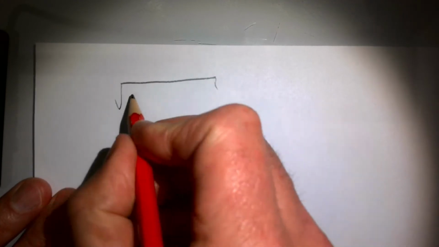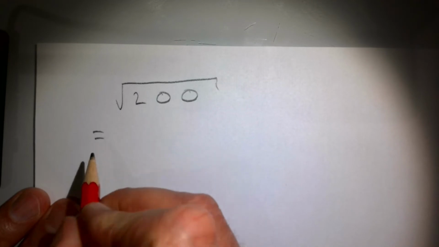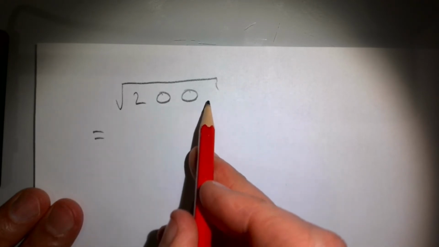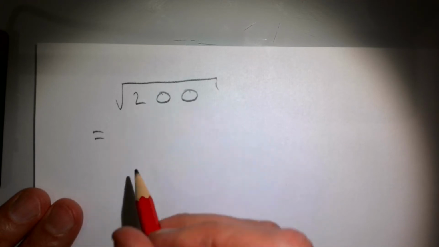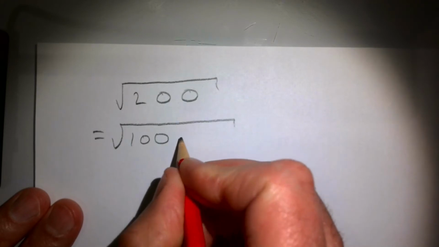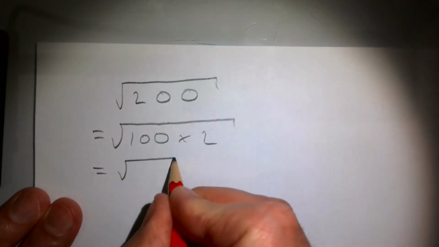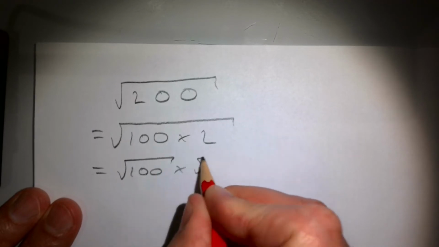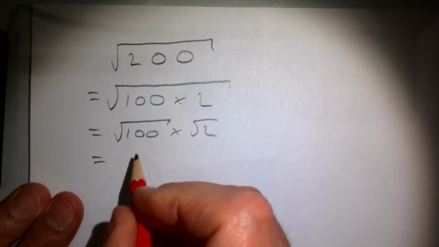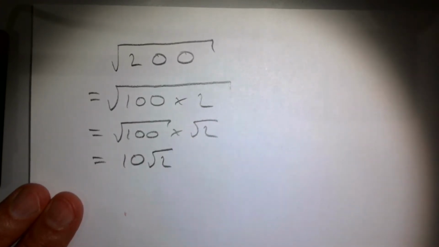The square root of 200. So what was I saying earlier? We're looking for the biggest factor that is a square number. That's going to be 100. Hopefully most people can see that. So that's going to be 100 times 2. That's the same then as the square root of 100 times the square root of 2. The square root of 100 is 10 times root 2, so my answer then is 10 root 2.